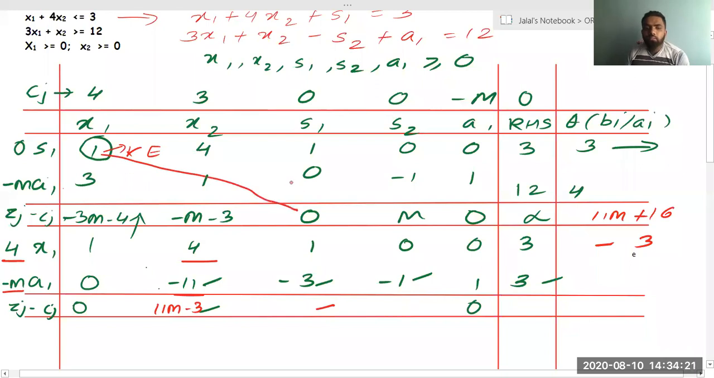1 into 0 is 0. Now, minus of minus will automatically become plus. So plus 3m plus 4 into 1 will be 3m plus 4, divided by the key element. Sorry, we do not divide by the key element when we are finding it this way. We are lucky that we had the key element as 1.